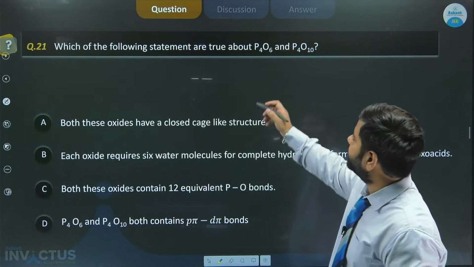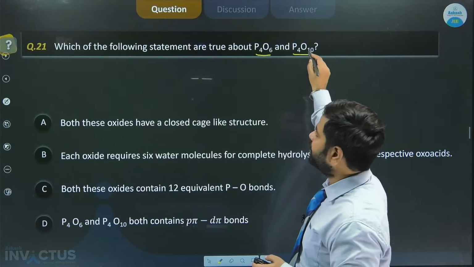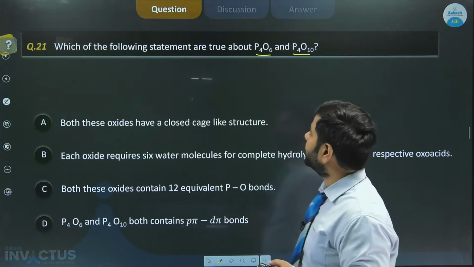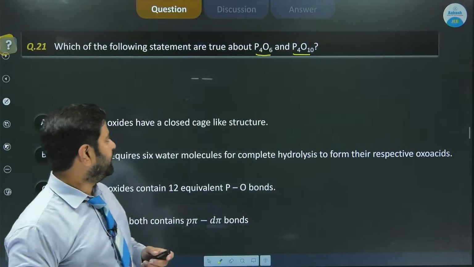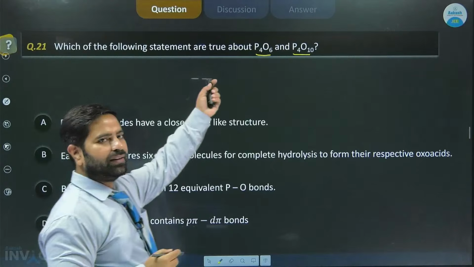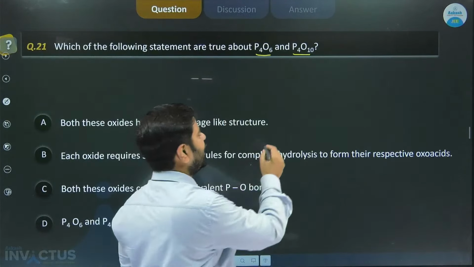Which of the following statements are true about P4O6 and P4O10? That is the question number 21. So we must know about the structure of P4O6 and P4O10. Both have a cyclic structure, we know that. So both have a cyclic structure.